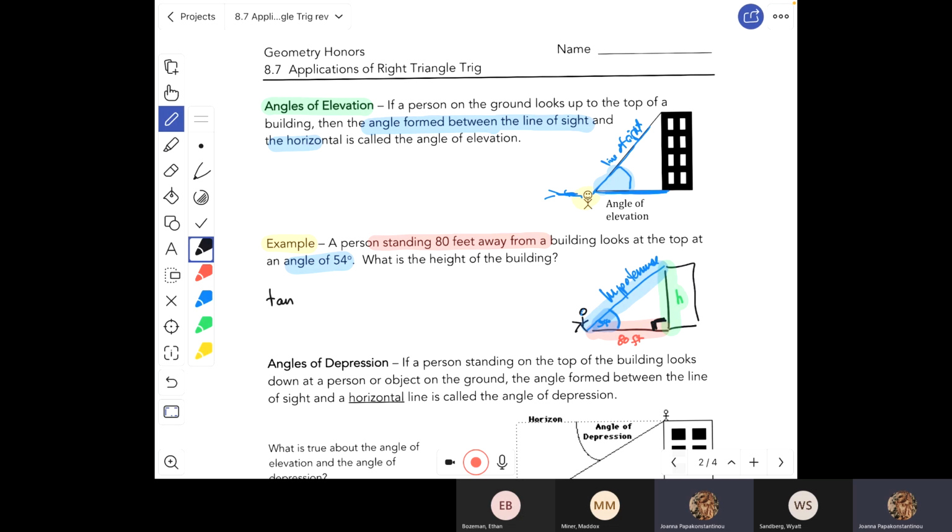Tangent. So if I take the tan of 54 degrees, the tangent is the opposite over the adjacent. So this would be the opposite and this would be the adjacent. And I can solve for h. So h equals 80 times the tangent of 54 degrees. So I could use my calculator to find the value of tangent of 54 degrees, and multiply that by 80. So what is the height of the building? You find it, you tell me.